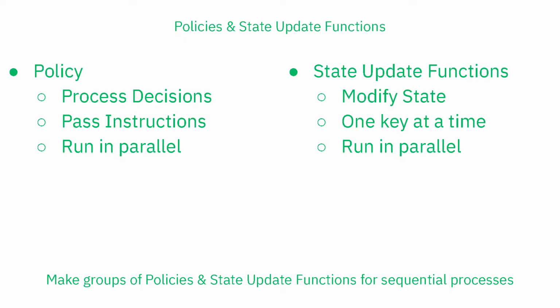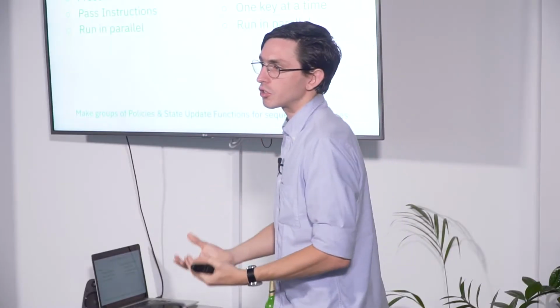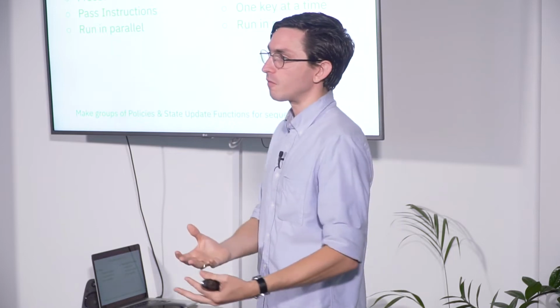So you might have 3 policy functions. They're all running at the same time, so they don't really inform each other. Same goes for state update functions. State update functions run in parallel as well. They actually modify the state, but they modify it one key at a time. So this might be a little counterintuitive that you'd have all these state update functions running in parallel, because often a state update function should be informed by whatever took place right before it.